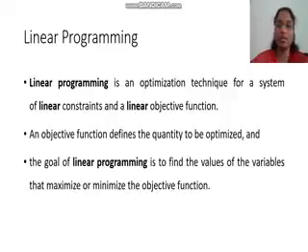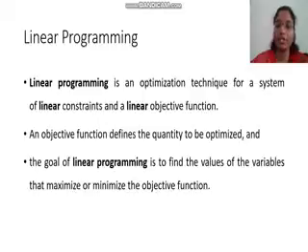In each optimization problem, we find the objective function and the constraints available. Based on that, the goal of linear programming is to find the values of the variables that maximize or minimize the objective function. For example, if you want to maximize the profit or minimize the cost, that can be done using linear programming.